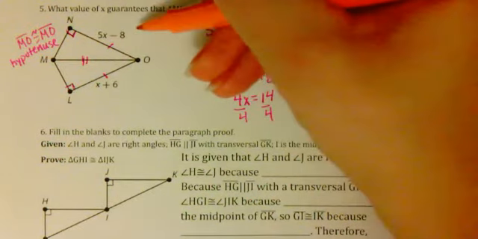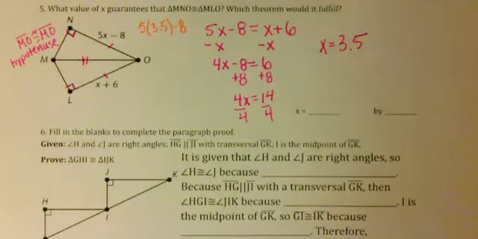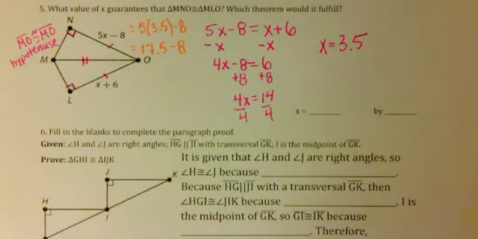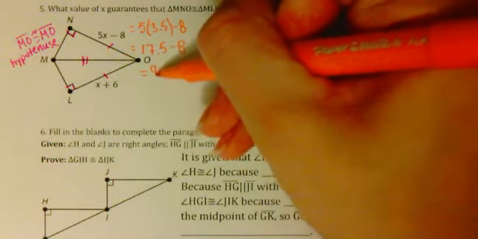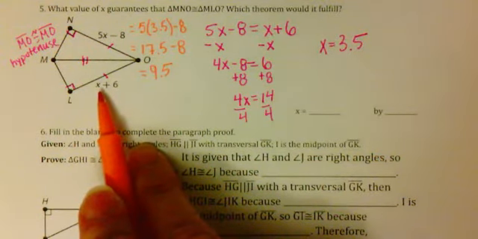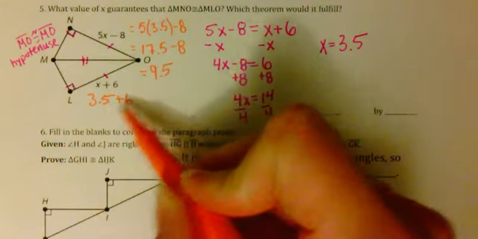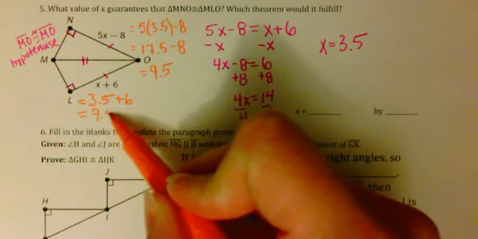So when you have 5x minus 8 over here, that's really 5 times 3.5 minus 8. 5 times 3.5 is 17.5. Minus 8, 9.5. So NO is 9.5. Here, this side LO is x plus 6. So if x is 3.5 plus 6, then that's 9.5.